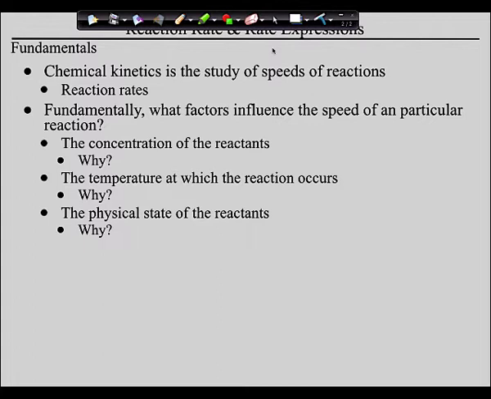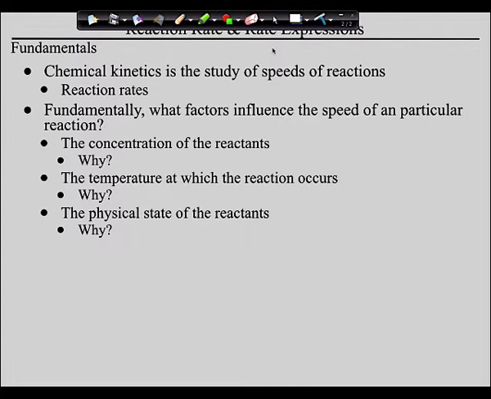Why does increasing temperature make the reaction go faster? Why does increasing surface area make the reaction go faster? Why does increasing concentration? Why do these three things make them go faster? There's one unified answer, and what does it all have to do with? Actually, no. That's what a catalyst does. Go ahead, Vanessa. Of what?